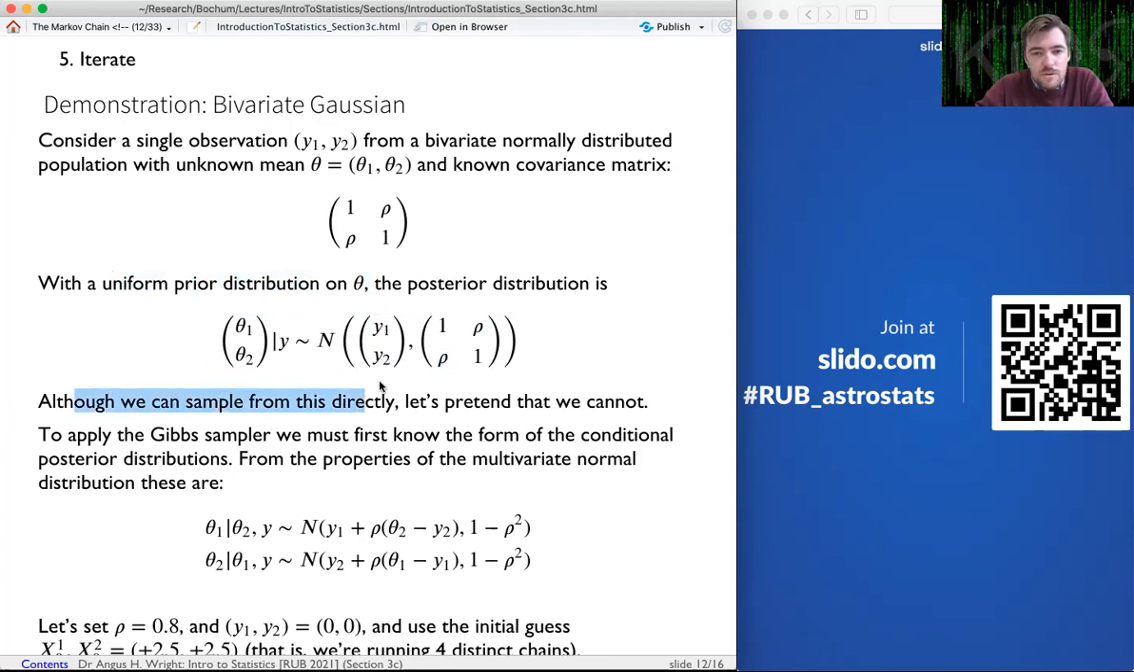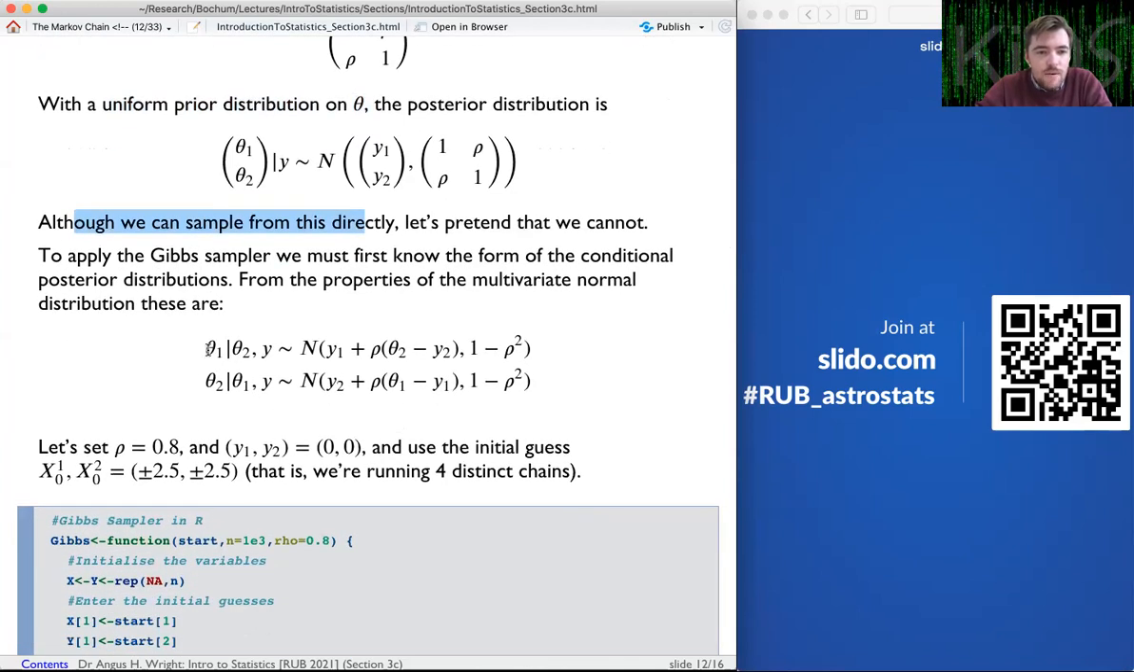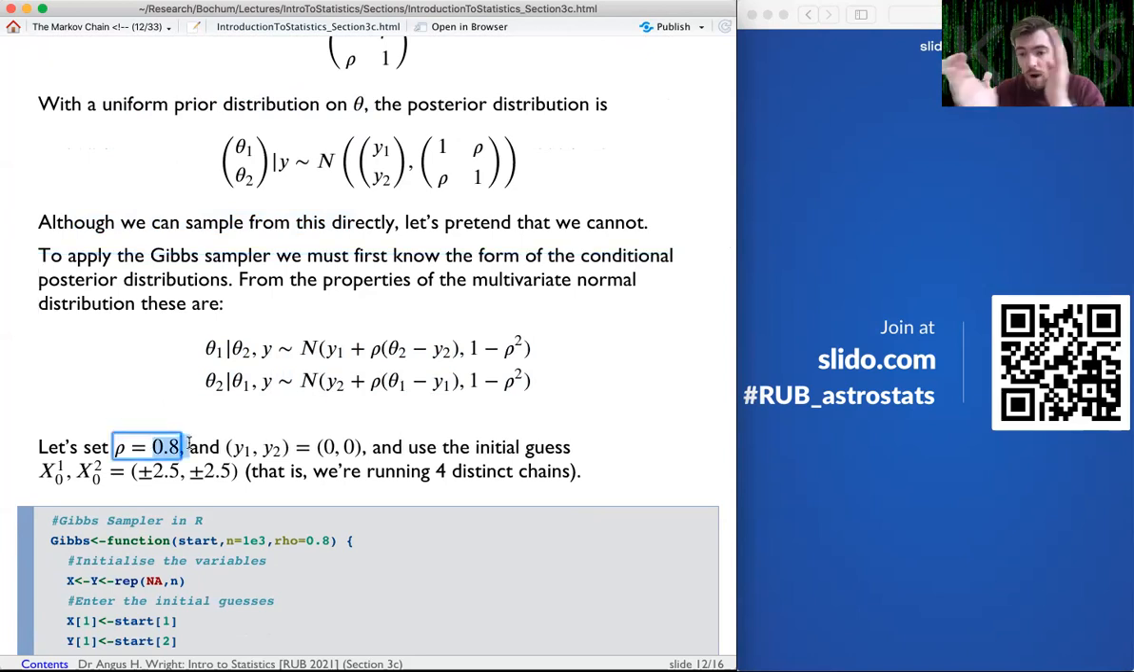We can sample from that directly, but we're not going to. We're going to pretend that we can't. And so we're going to generate the Gibbs sampler. So what we do is we take our conditional distribution of θ1 given θ2 and y. And we know that that is, from our conjugate analysis, a normal drawn from this distribution. And then we do the same conditionalization, which again, from our conjugate analysis, we know is a normal with this distribution.